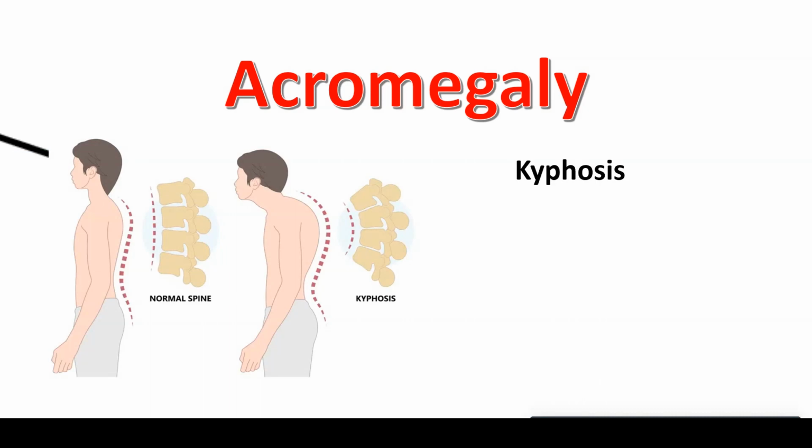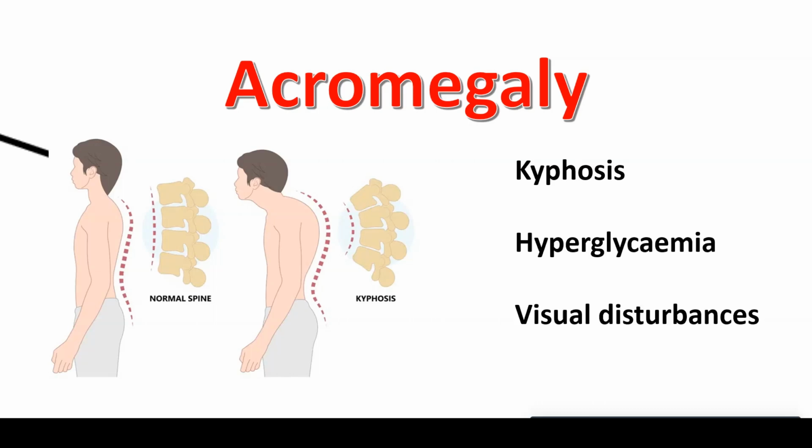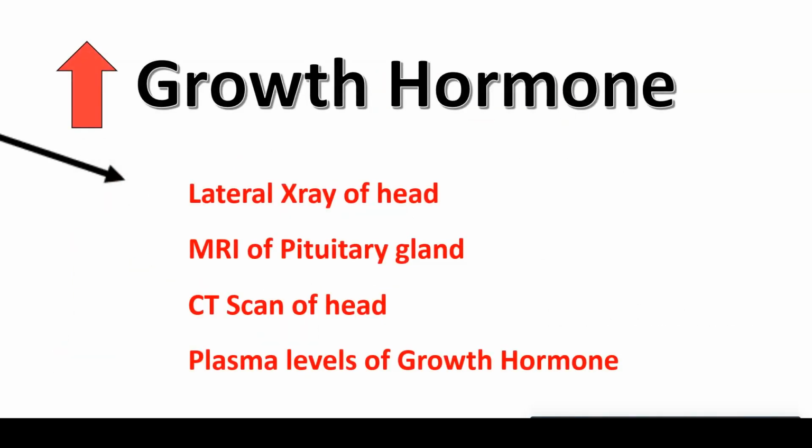Okay, along with this, you'll also have kyphosis. Why is that happening? It's happening because your spine, being a central bone, it can grow because of the growth hormone, but your long bones are not growing, so your height is the same. Since your spine is getting an abnormal growth, a curvature forms, and that is kyphosis. Along with this, there will also be hyperglycemia because growth hormone can directly cause increased glucose levels and visual disturbances, which we already discussed. Now, how will you diagnose this disorder?